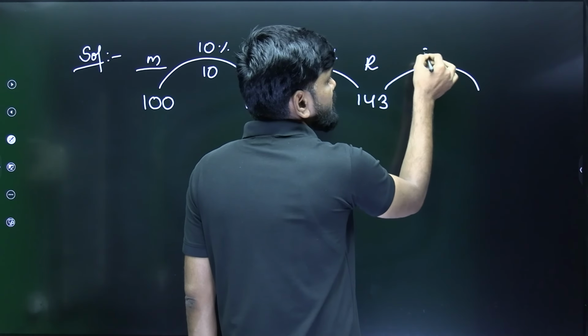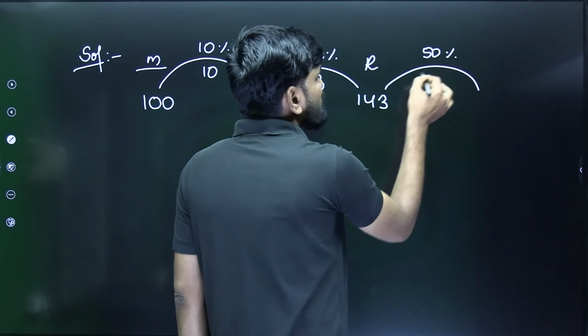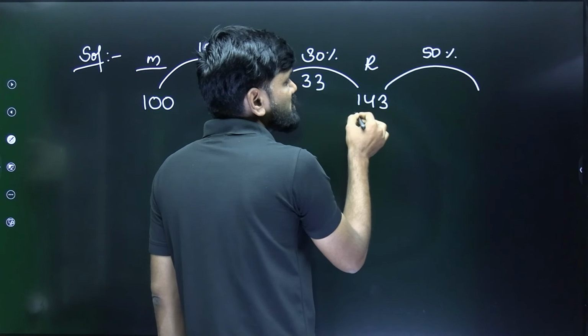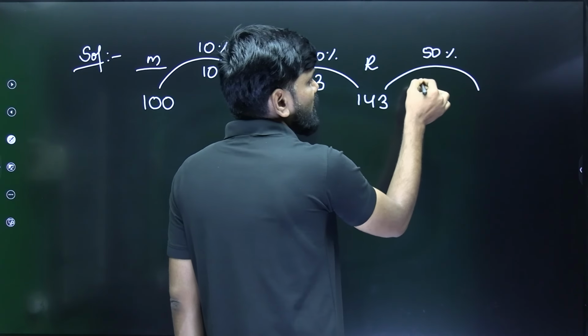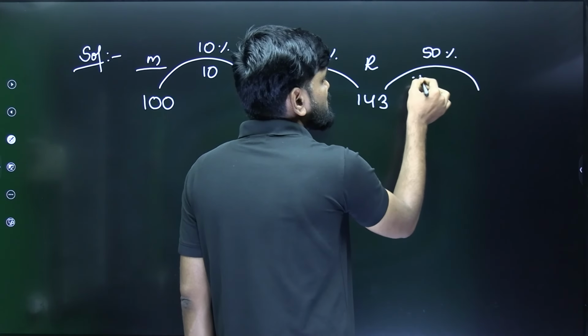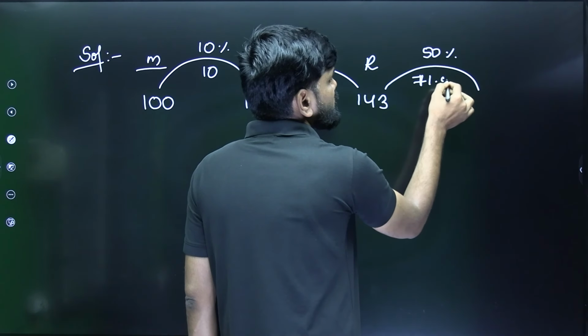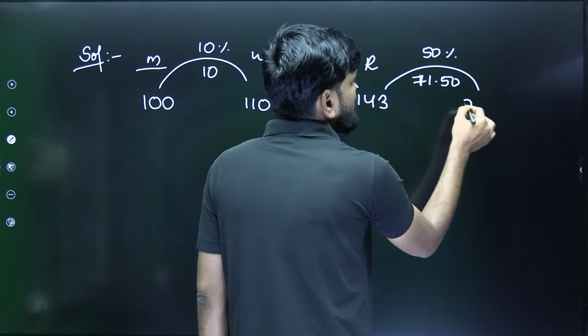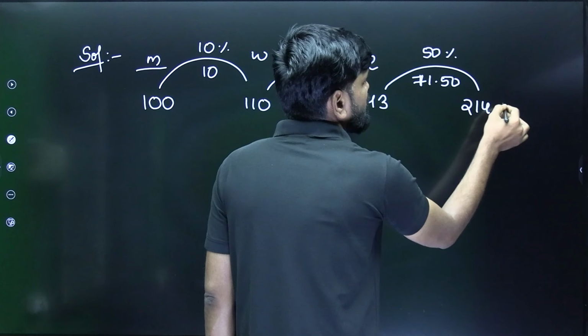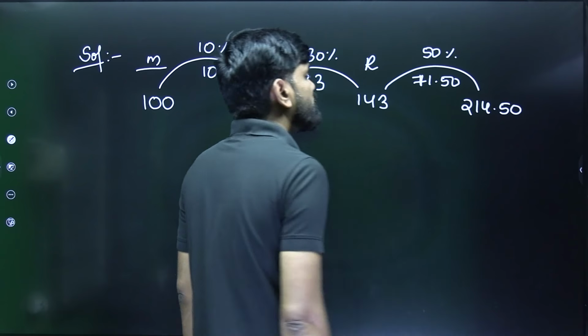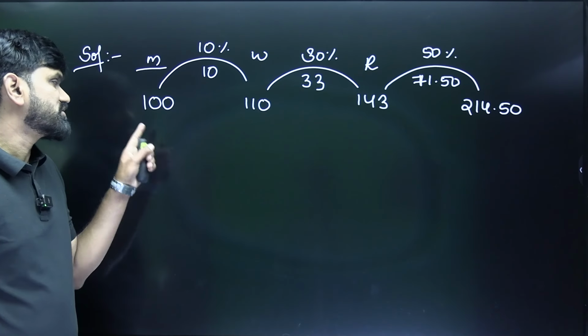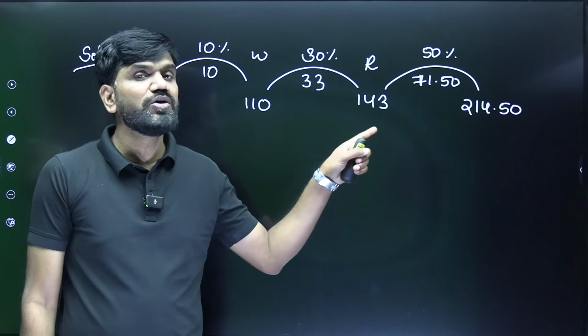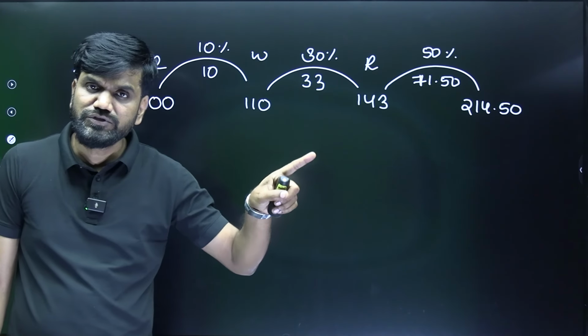Finally selling it to the customer at a gain of 50%. 50% of this, 50% is half of that. That will give you how much, dear? 71.50. That will give you how much, dear? 214.50. If the manufacturer's cost was 100, the customer would have paid 214.50.